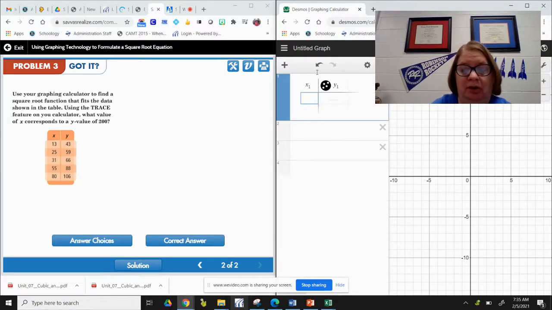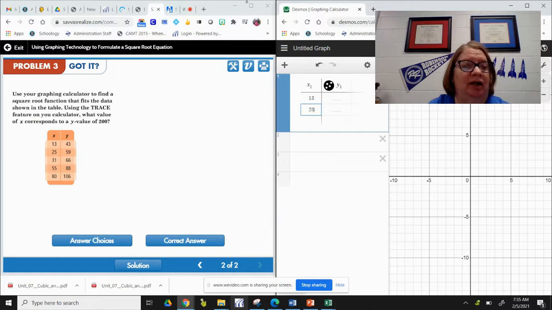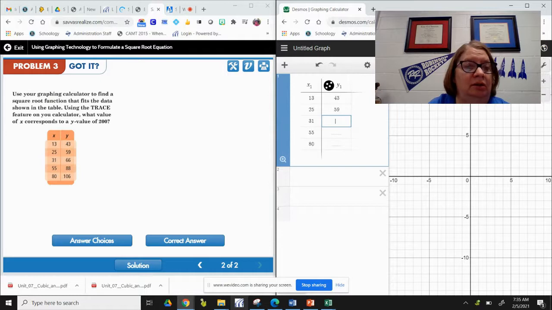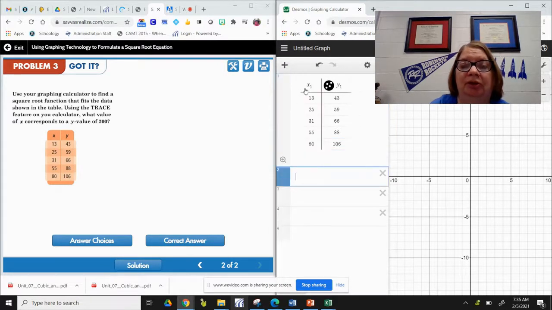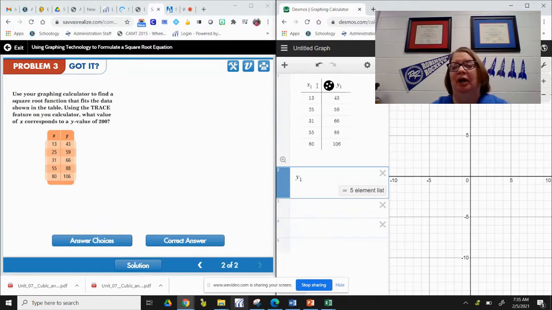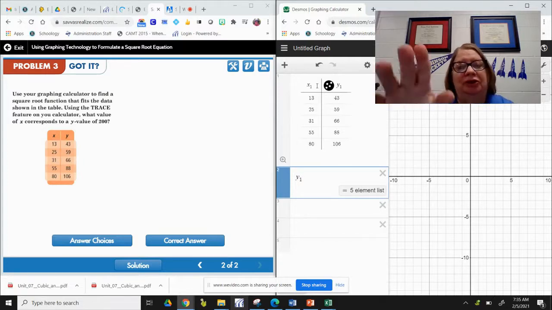My x's are 13, 25, 31, 55, and 80. And my y's are 43, 59, 66, 88, and 106. There's my table. Now I'm going to add an expression. So I'm going to go back to the add button. Add an expression. Remember we had y1. See the numbers? Now if I had not deleted my other table and just added this one at the bottom, then I would now have x2 and y2. Watch your numbers. Make sure they match.